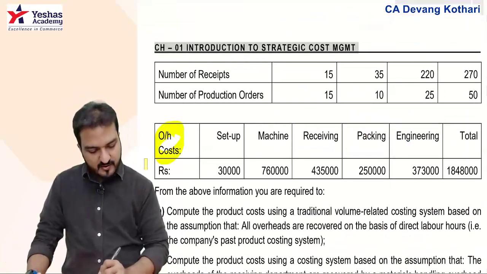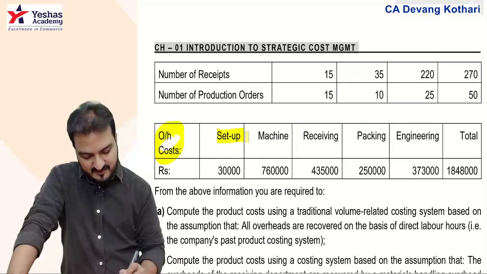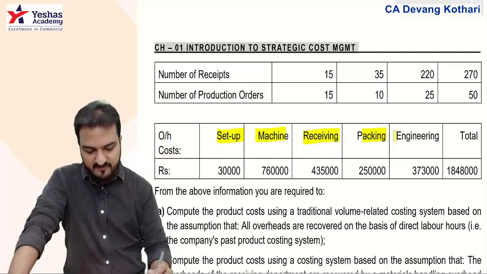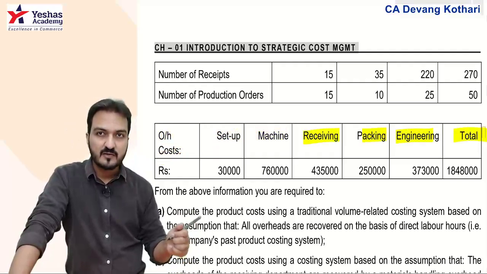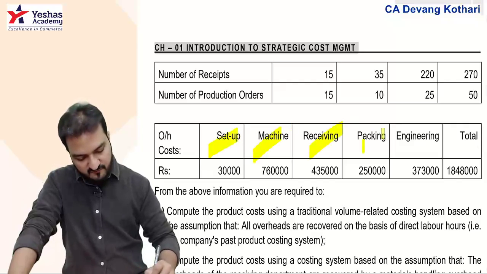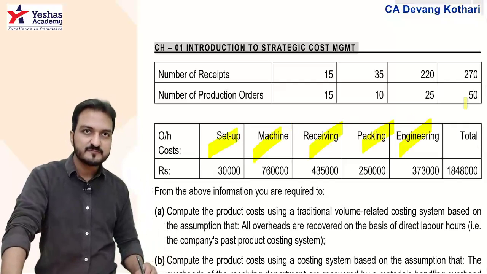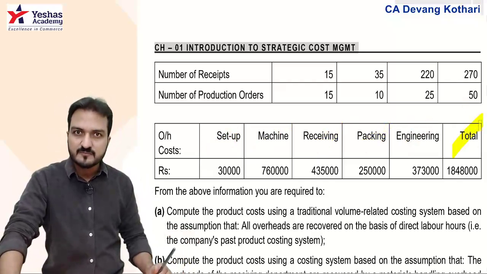you're told about overhead costs. You're told that overhead cost is under these categories. You have setup cost, machining cost, receiving, packaging, engineering and the total. And you notice that your overhead cost is given under 5 different components, and you're also given the total overhead cost 18,48,000.